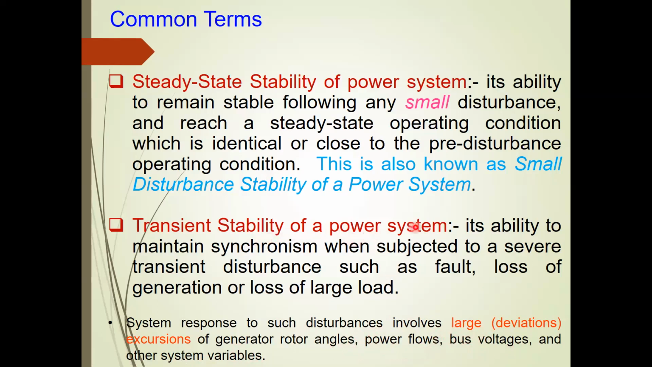So if the system is able to maintain synchronism following a severe disturbance, then we say transient stability. Again, it is an ability, but against severe disturbances here. Right, so that is the difference between steady state stability and transient stability here, right?